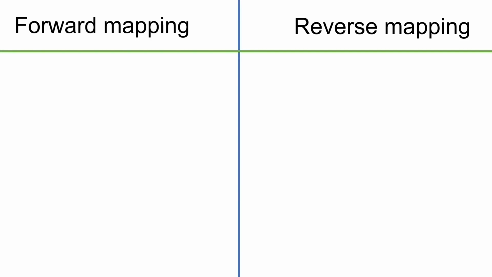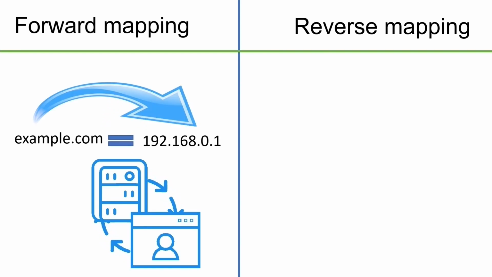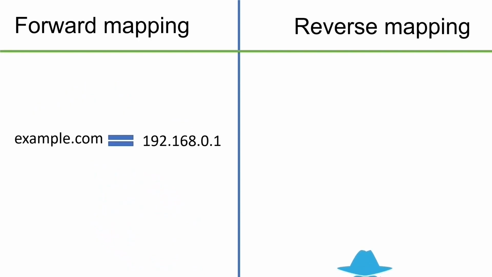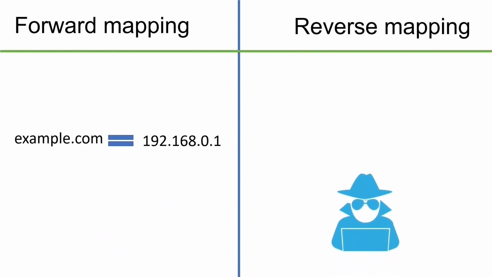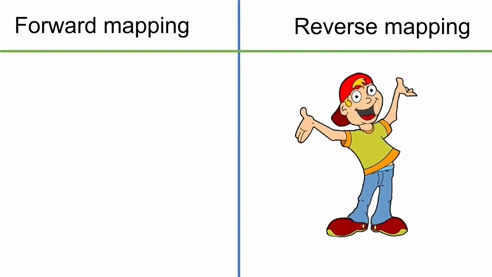The DNS system was mainly designed for forward mapping. In forward mapping, name servers translate names into IP addresses. Later, they added reverse mapping to the DNS system for security and diagnostic purposes. In reverse mapping, name servers translate IP addresses into names. It is an optional feature.